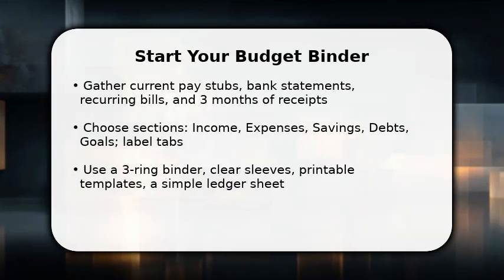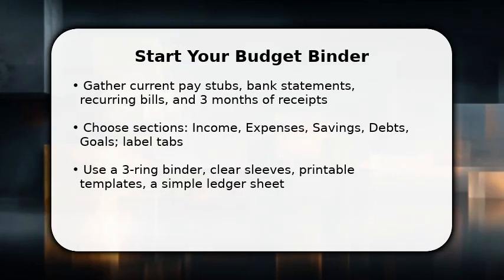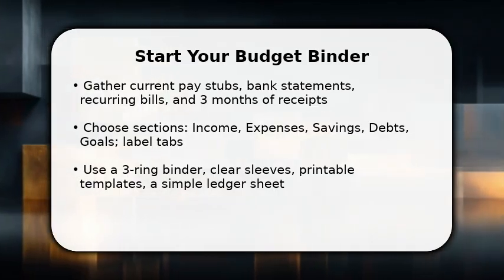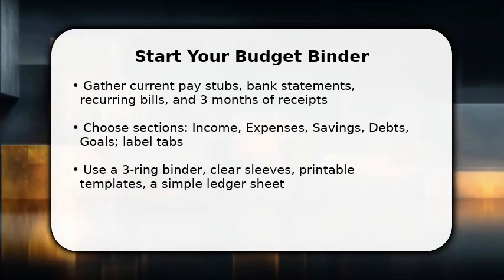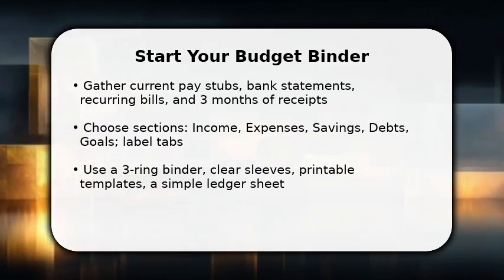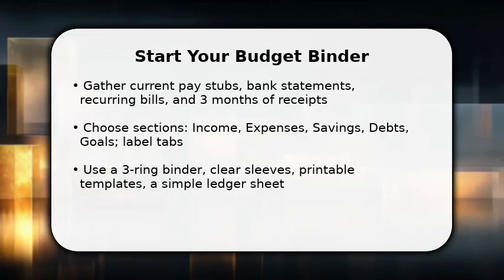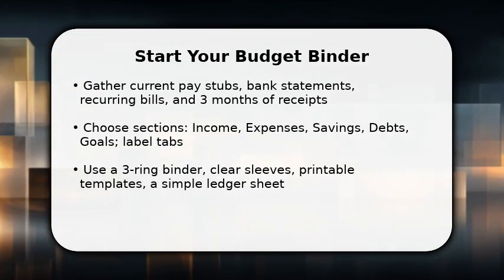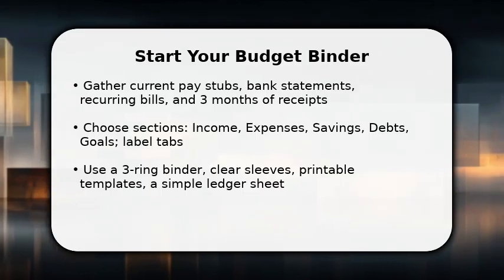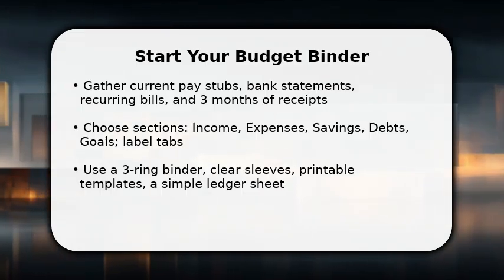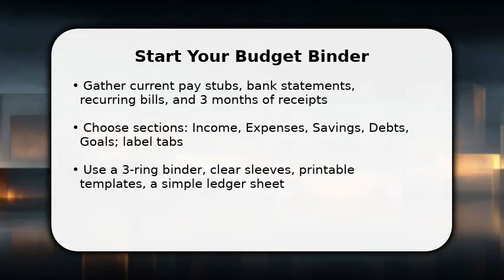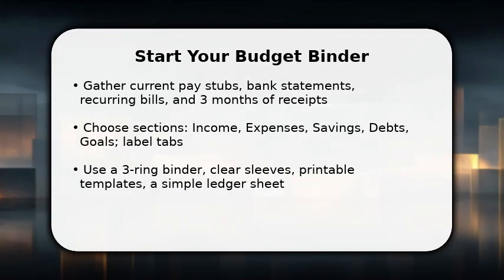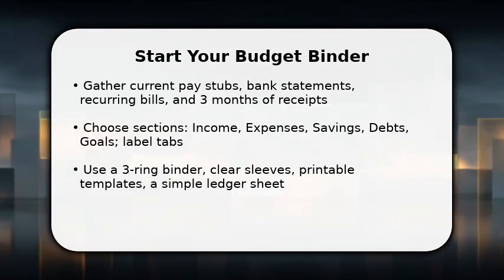You begin by creating the structure, not by overplanning. Lay out pay stubs, recent bank statements, and monthly bills in front of you so you can see cash flow. Open the binder and place labeled tabs: income, expenses, savings, debts, goals. Insert a ledger template into the first sleeve and write your monthly net income at the top. Once done, record each recurring expense with amounts and due dates. This establishes the baseline you'll refine next.